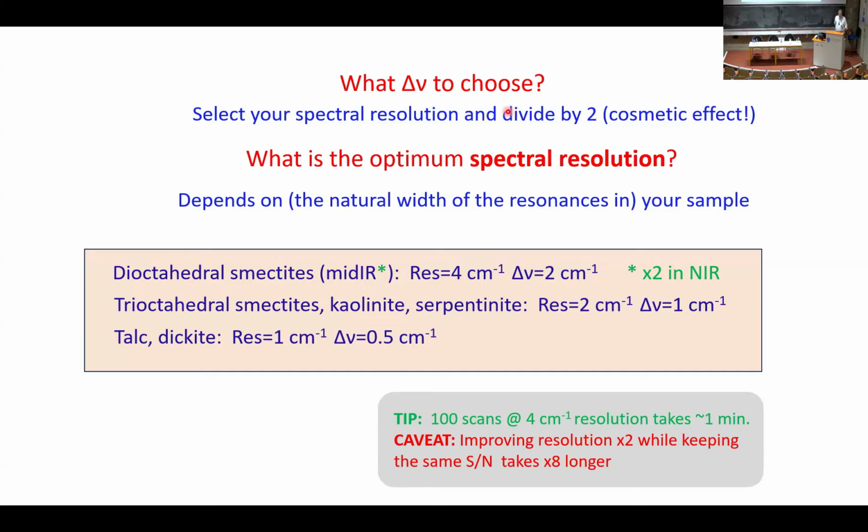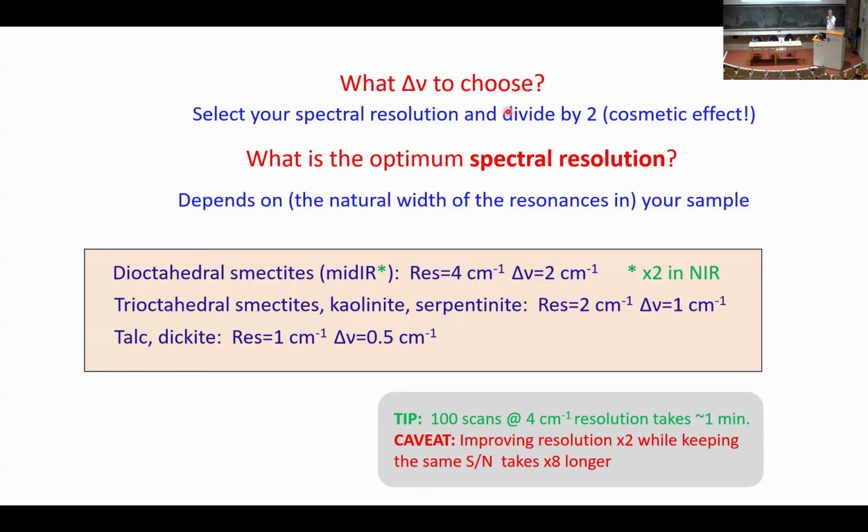However, if you have trioctahedral smectites or kaolinite, serpentine, if you're studying these, or if they are present as admixtures in your sample, you'd better go to better resolution. Resolution 2 wave numbers in the mid-infrared, 4 in the near-infrared. And in some extreme cases of very sharp bands, like in talc or dickite, you would even go to a resolution of 1 wave number.